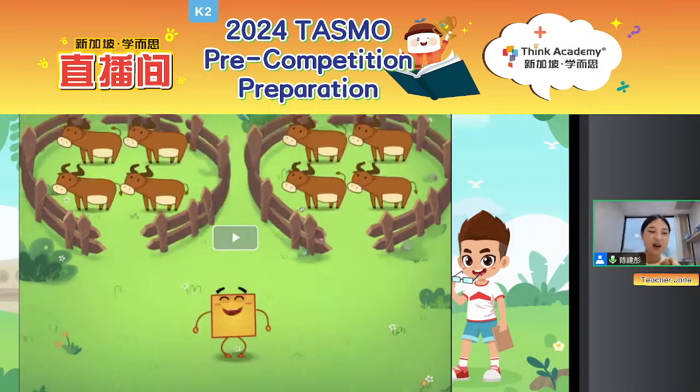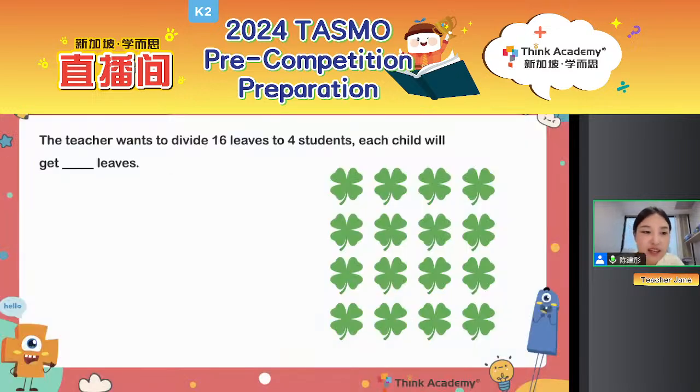Okay, good job, everyone. So we can see the correct answer here will be 4 cows for each group. Good job, Julian, Sydney. How about you? Okay, very well done, everyone. So this time, let's try to do the question together.